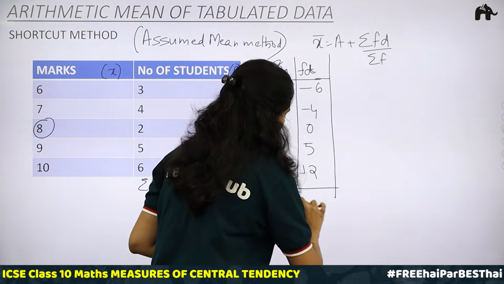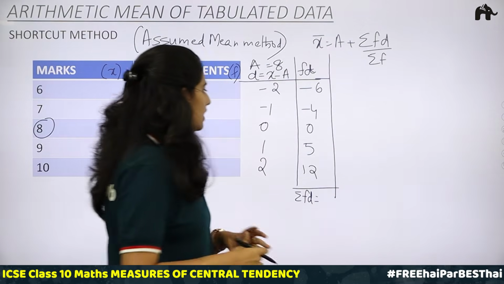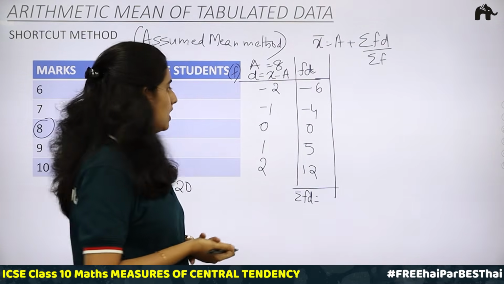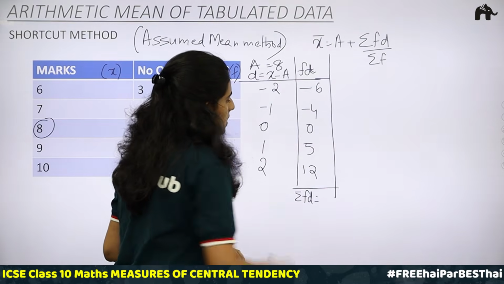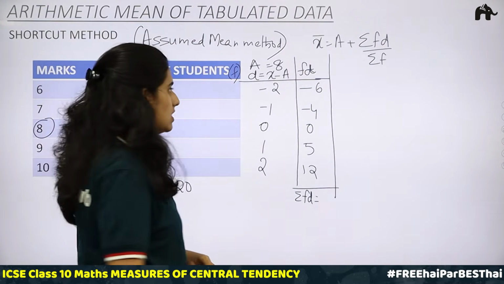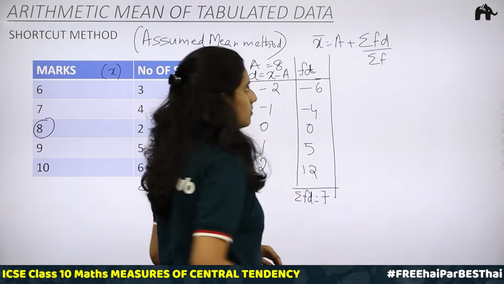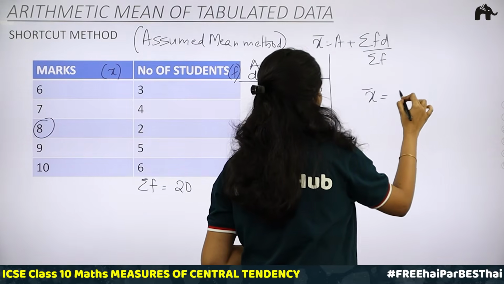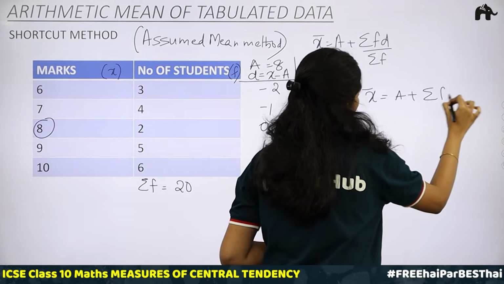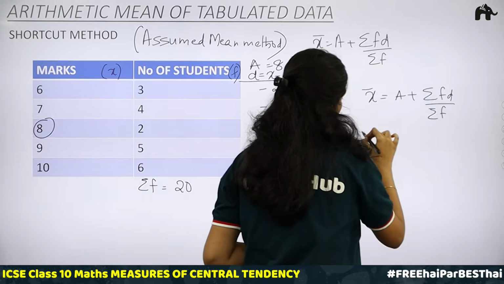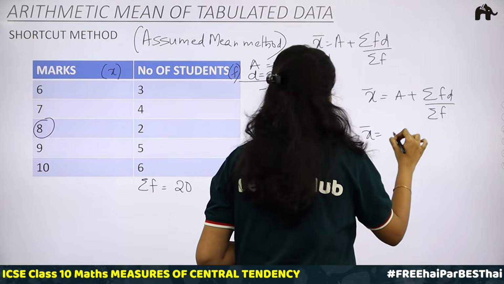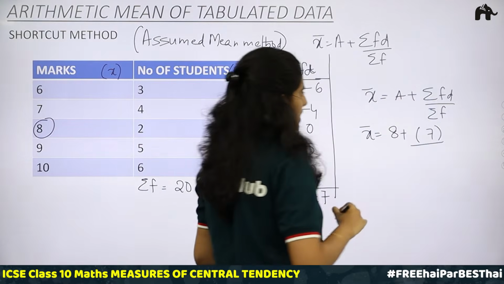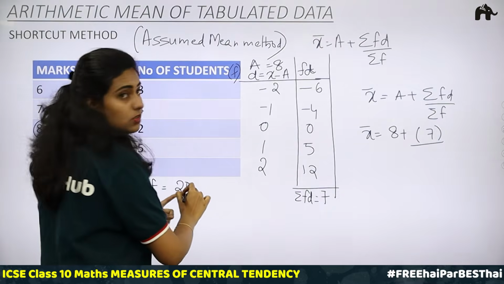What about sigma FD? Adding this, what do you get? This is minus 10. Minus 6 plus minus 4 is minus 10. Then here we have 12 plus 5. 12 plus 5 is equal to 17. 17 minus 10 is equal to 7. Okay. Now take the formula. Arithmetic mean is equal to A plus sigma FD divided by sigma F. Arithmetic mean is equal to A value 8 plus sigma FD is equal to 7 divided by sigma F is equal to 20.